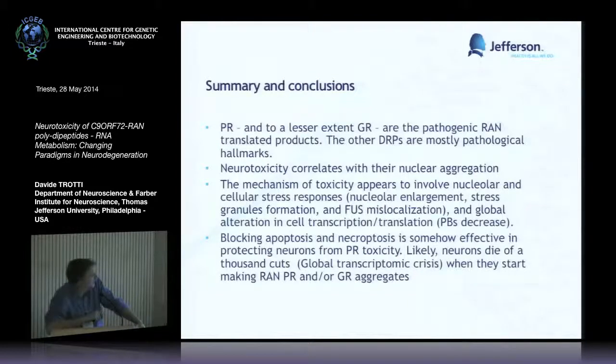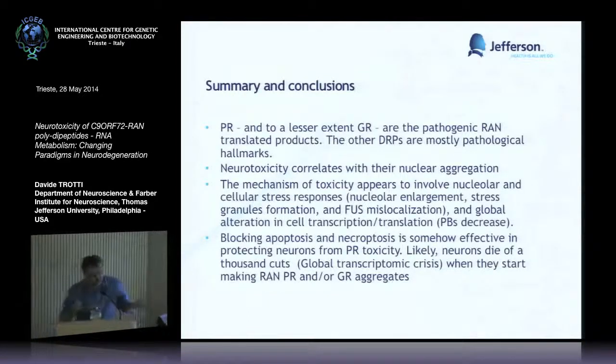What we can say is that we have a massive global war going on that includes transcription and translation dysregulation. We have nuclear enlargement, stress granule formation, FUS mislocalization, and a decreased number of P-bodies. And also the data told us that blocking some of the pathways that can lead to cell death, like apoptosis or necroptosis, is not beneficial. Even if we put them together, you get some rescue, but not complete rescue. So there's a massive, I would call it transcriptomic crisis going on when you have a cell or a neuron making these PR or GR aggregates.